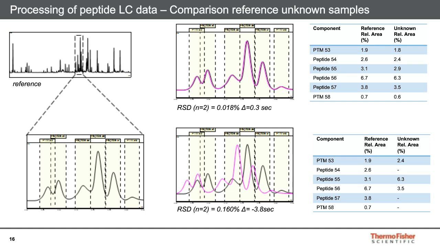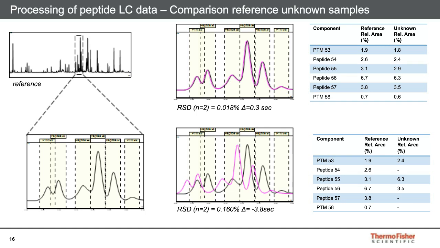In the bottom chromatogram, you see we artificially induced some imprecision in the method, and we induced a shift of 3.8 seconds to the peak of the pink chromatogram, the unknown chromatogram. And by the way, this corresponds to a retention time precision in terms of RSD of about 0.16%.